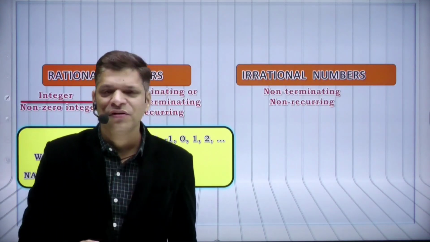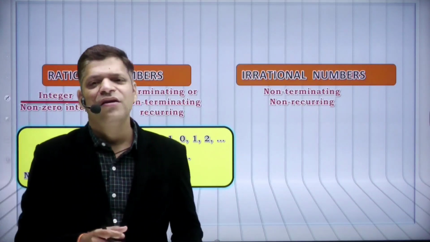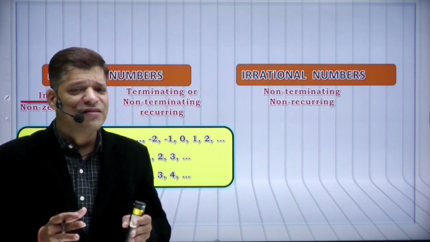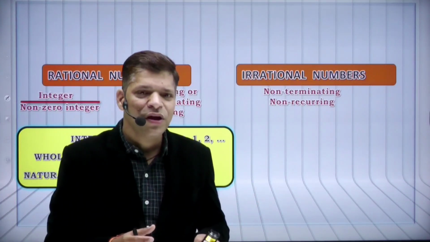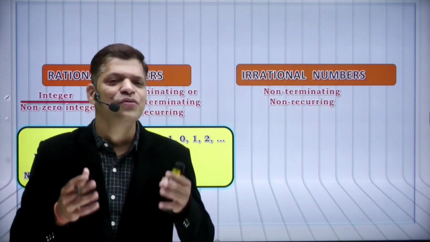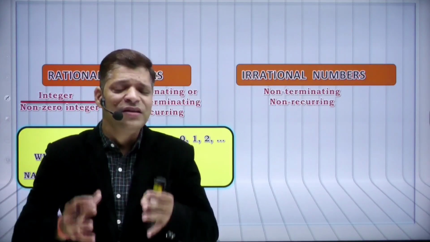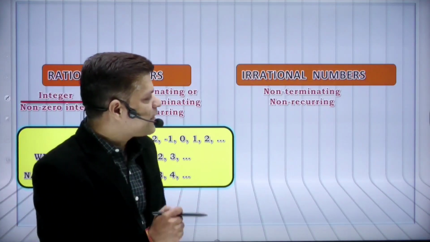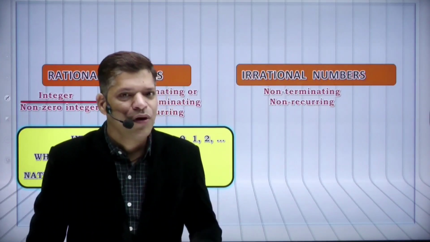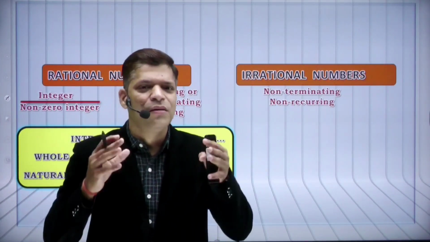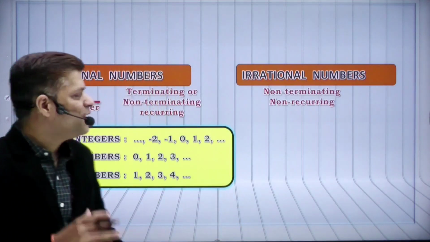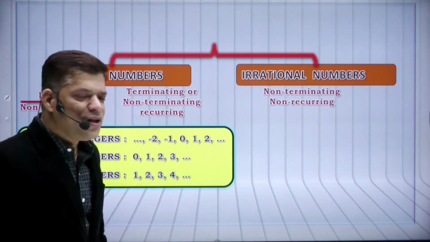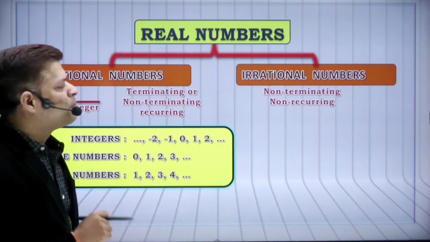About irrational numbers, we studied that if we find the decimal form of p by q and it is non-terminating and non-recurring, or if we find the square root of some numbers and these are not perfect squares, then these types of numbers are called irrational numbers. When we combine rational numbers and irrational numbers, together they define real numbers.